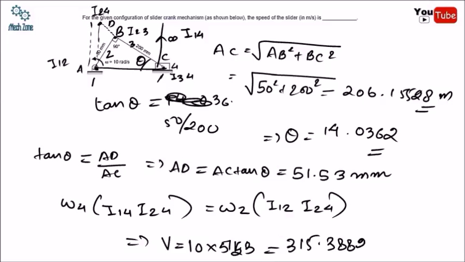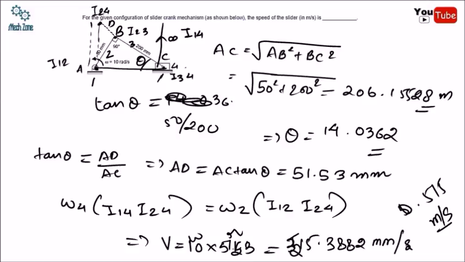Here it is 10 multiplied by 51.53, so it is 515.3882 millimeter per second, or it is coming out to be 0.515 meters per second. So V is equal to R into omega. So this is R, and omega has been given as 10.